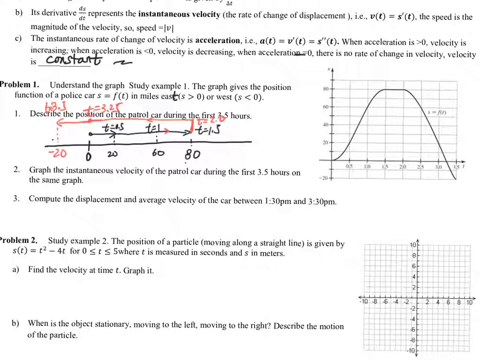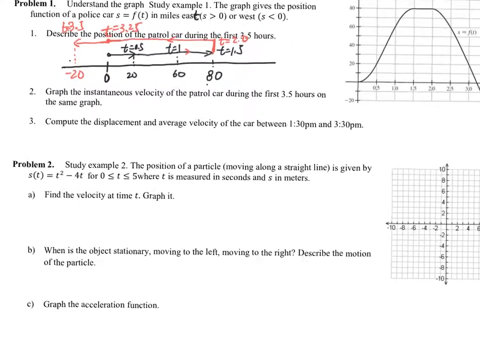What we see from the graph means the police car starts from somewhere, drives forward for 1.5 hours, and stays at one place for half an hour, and then drives backwards past the original starting point and moves further to the west and then stops. That's what's happening. So I spent a good amount of time explaining the graph.